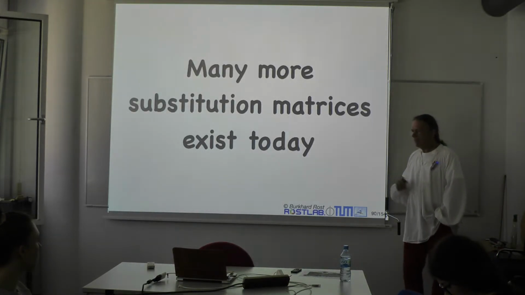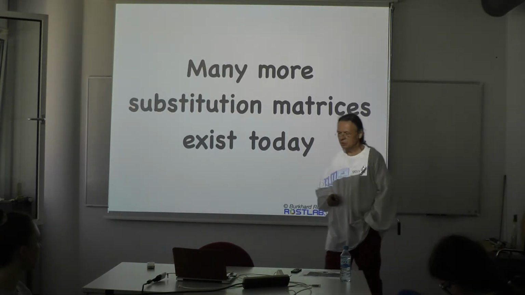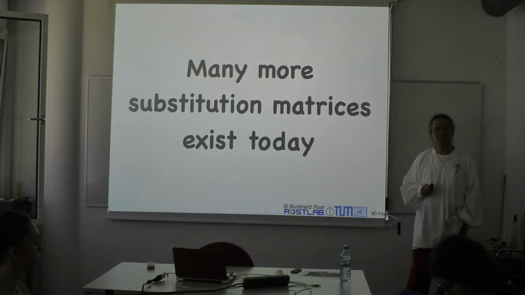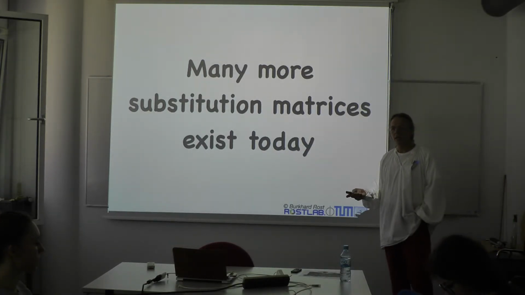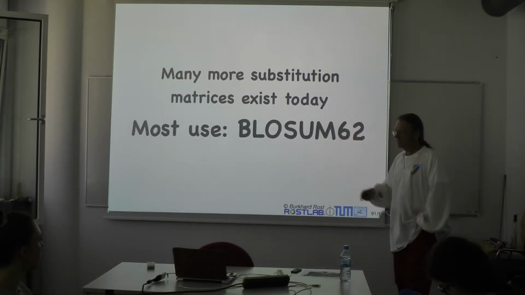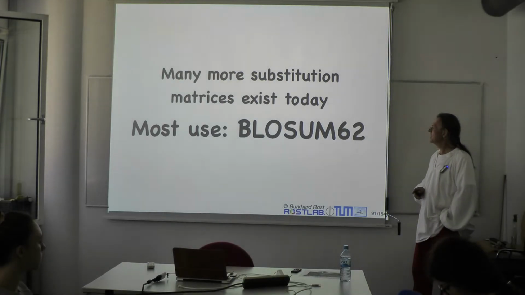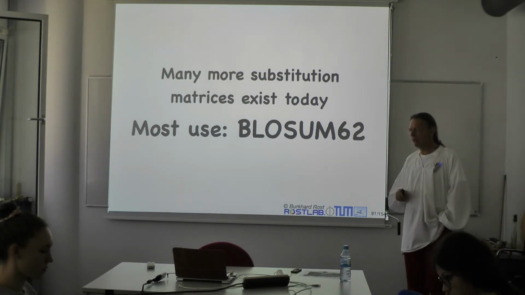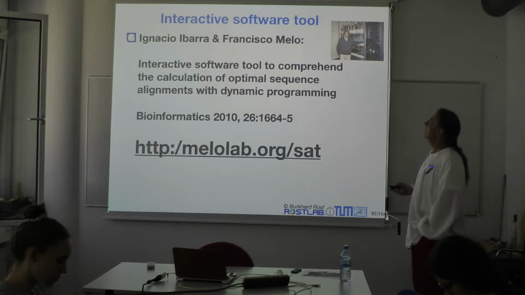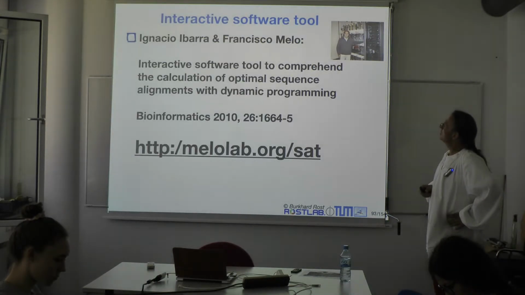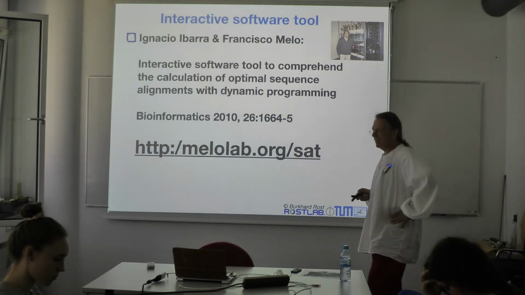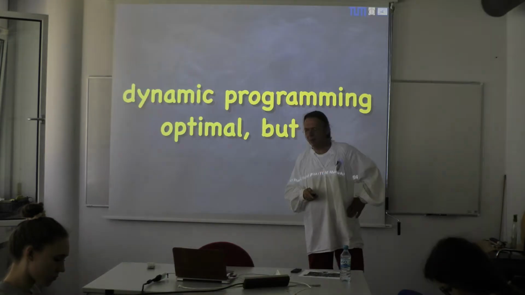Good. There are many, many more substitution matrices today, and typically the different matrices are used for different purposes. But most of the time, we use something that is relatively similar to BLOSUM 62 and has been derived using the same algorithm, or the same idea that I describe here. By the way, there is a nice interactive software tool that was published by Francisco Melo to play a little bit with the impact of dynamic programming.